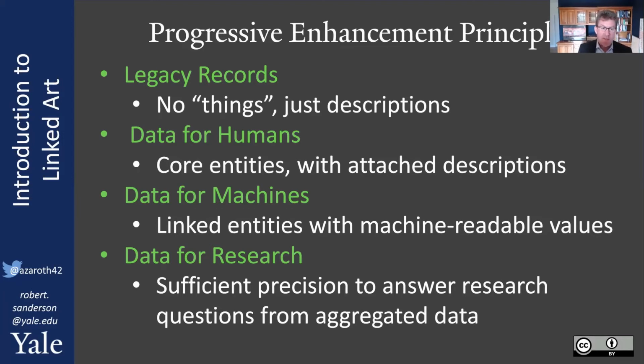So then comes data for humans, which is to split up those descriptions into the core CRM entities that we've just looked at, and then attach the descriptions of those entities to them, along with some basic properties. Then we look at data for machines, where we can link the entities together with more machine-readable and machine-comparable or processable values. And then data for research, which is the same, but with sufficient precision and sufficient amounts of data that we can answer research questions by pulling together information from different institutions.